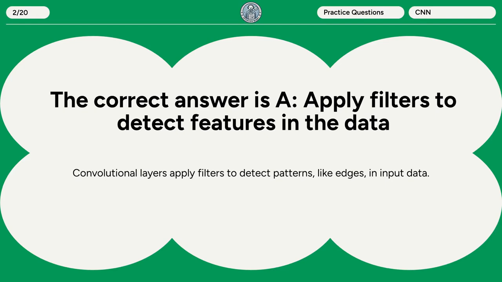The correct answer is A. Apply filters to detect features in the data. Convolutional layers apply filters to detect patterns, like edges, in input data.